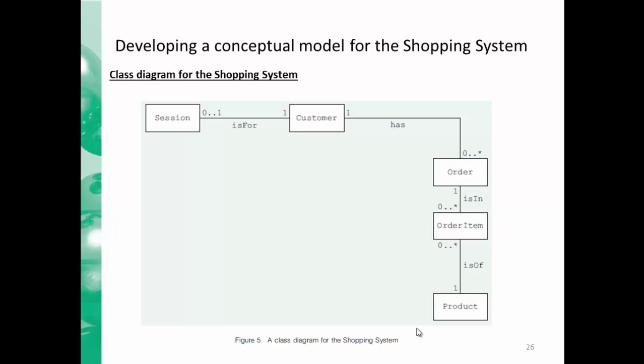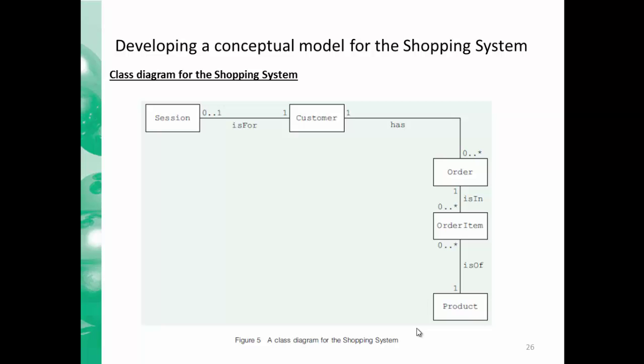Now, after applying what we have learned on identifying candidate classes, identifying their relations, and the relation between the identified classes, identifying the associations and association names, and also deciding about the multiplicities, we will have this diagram representing the conceptual model for the shopping system.